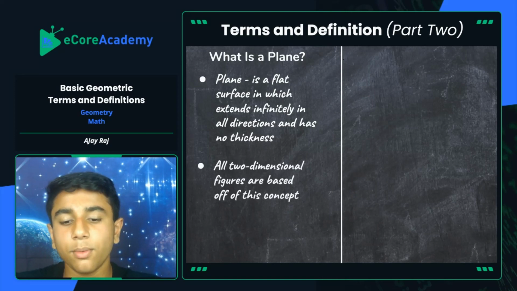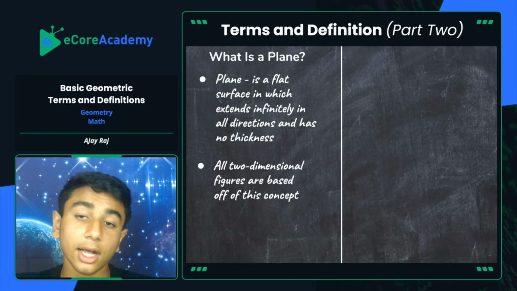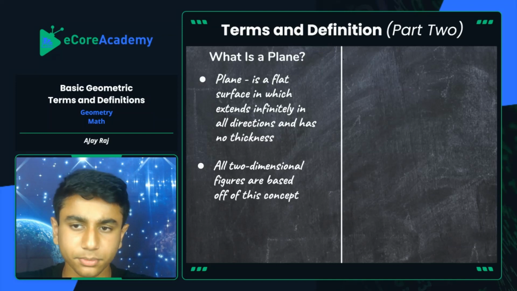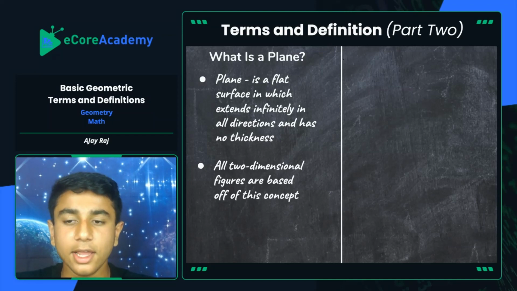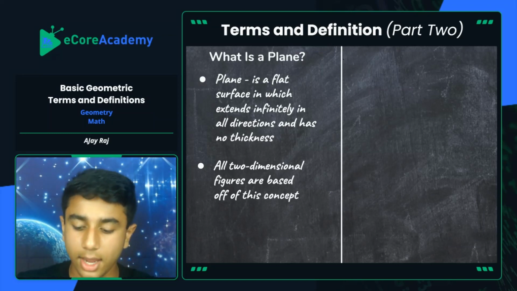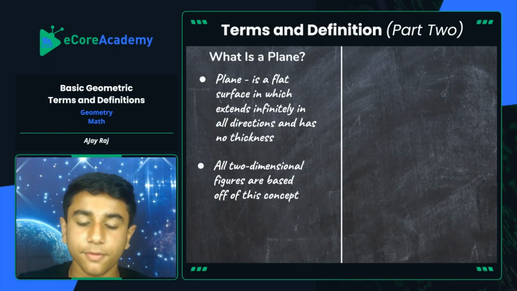So that's basically what all two-dimensional figures are based off of. They're based off of a plane concept, and it's not a plane like an airplane. It's a plane meaning like, say for example, you're on farmland and a flat terrain. That entire flat terrain would be considered a plane. And a plane, like I said, has no thickness, and it's a flat two-dimensional figure, and it extends in all directions. So I'm just going to draw that for you.